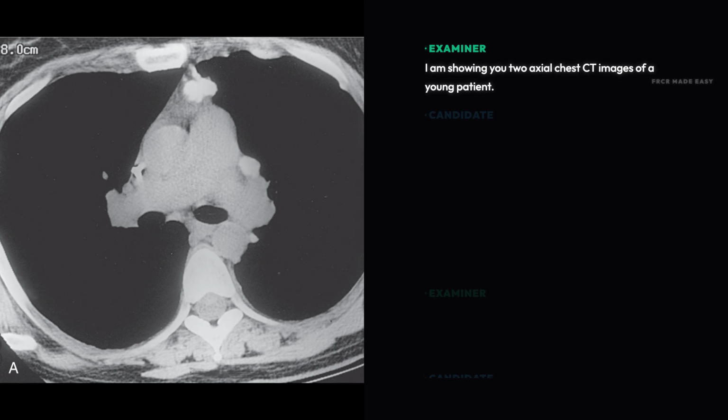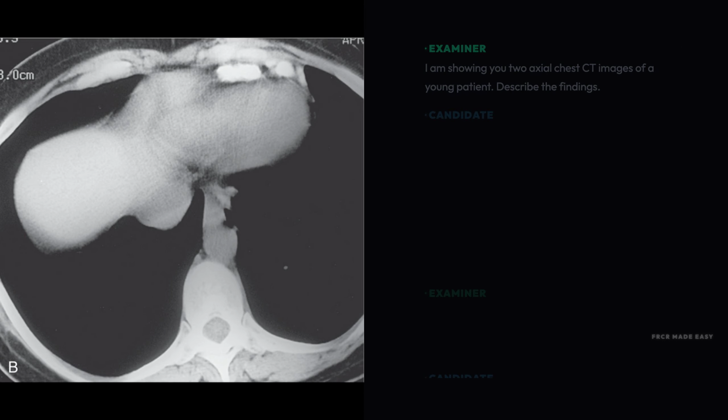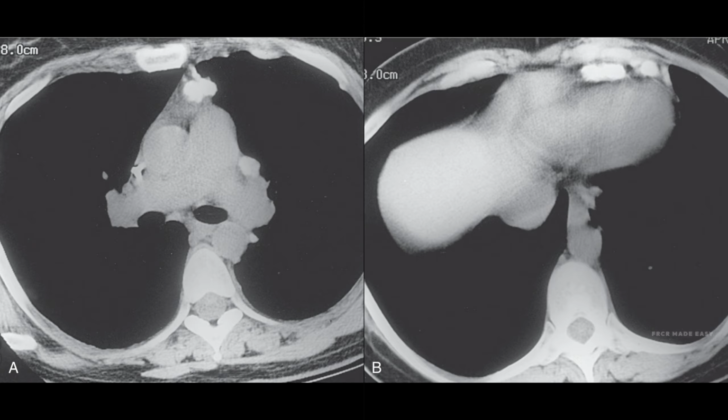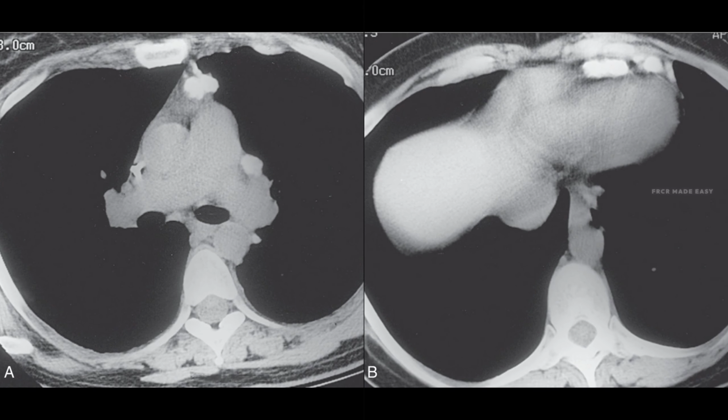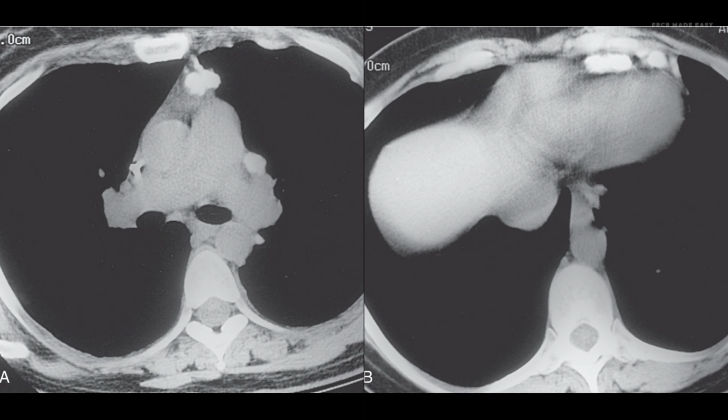I am showing you two axial chest CT images of a young patient. Describe the findings. The axial chest CT images demonstrate multiple pulmonary nodules with dense, bone-like calcification distributed in both lungs.